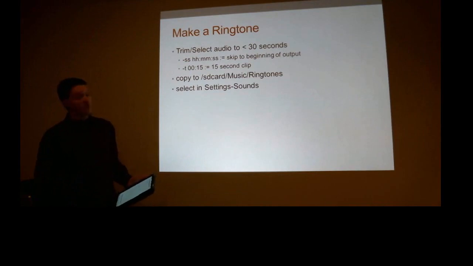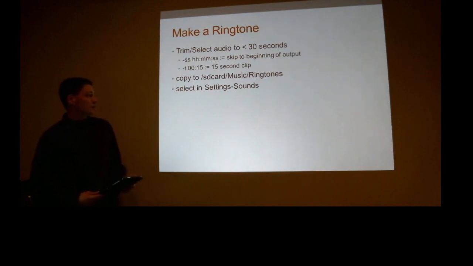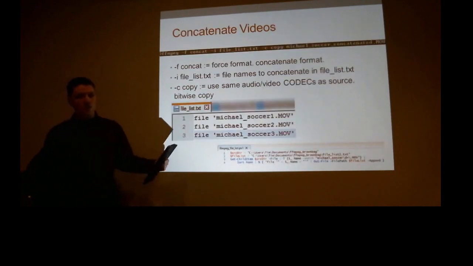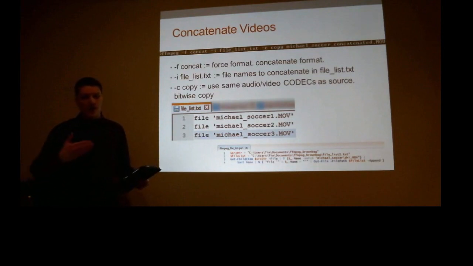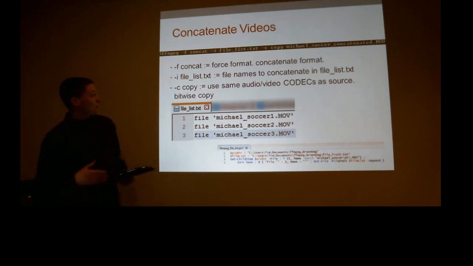Here's a quick way to make a ringtone for your Android phone. It uses the same techniques that we had done before to make any audio file. You need to make it less than 30 seconds and then copy it into the SD card, music, ringtones. A lot of times you have a bunch of input files and you want to concatenate them all together. This is how you can do that. Use the -f option on the command line, which again means format. The format is concat, which means concatenate.